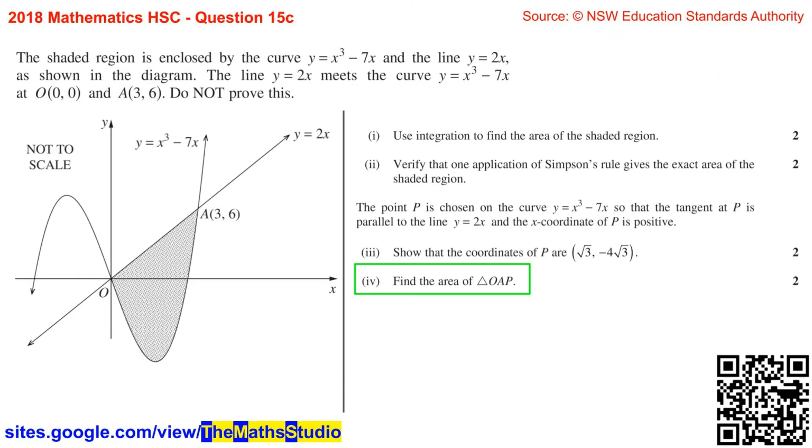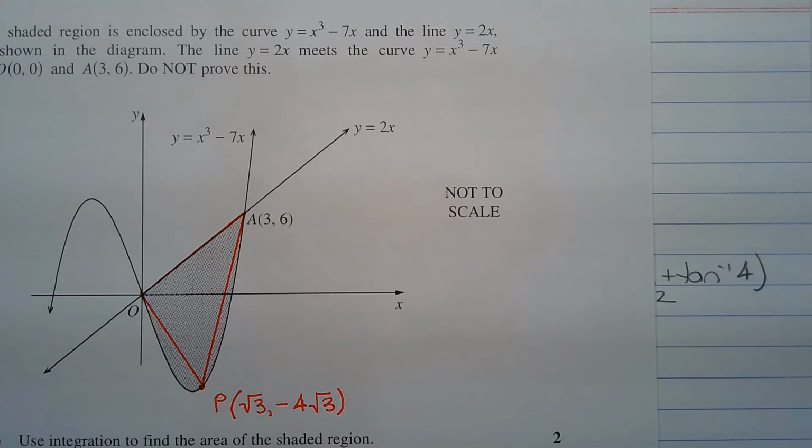Part 4. Find the area of triangle OAP. I'm going to present two different solutions to finding the area of triangle OAP. The first solution uses the area rule of a non-right angle triangle formula, that is, area equals half times a times b times sine C. So I'm going to find the length of OA and the length of OP, using the distance formula for both. I'm going to find the size of the included angle by finding this angle here and this angle here relative to the x-axis, and they're two adjacent angles, and we can add those two together.